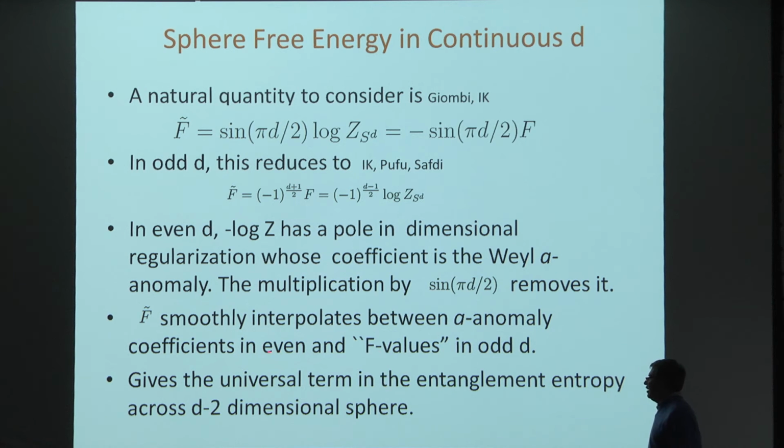And this is not a pure curiosity. It turns out that this sphere partition function also gives the universal term in the entanglement entropy in actual Minkowskian theory. For example, in a 2 plus 1 dimensional theory, it gives the universal term of the circle entanglement entropy. So it's a useful and somewhat physical quantity. Now let's just explore this quantity.